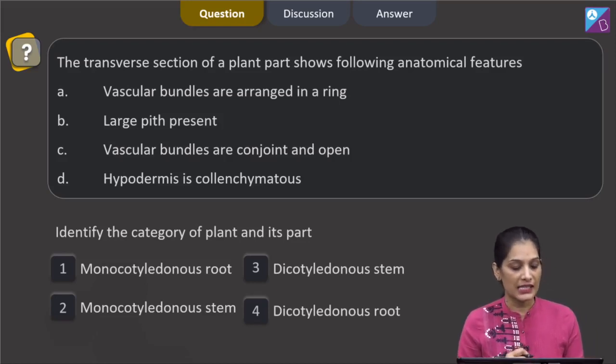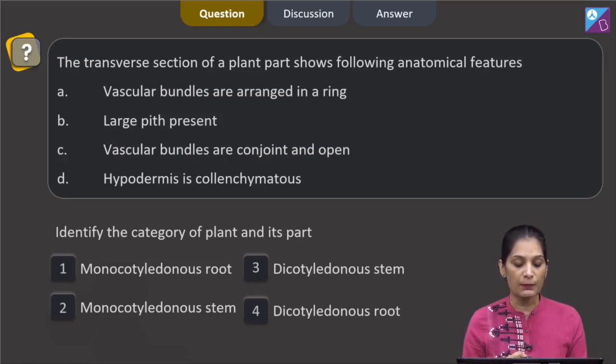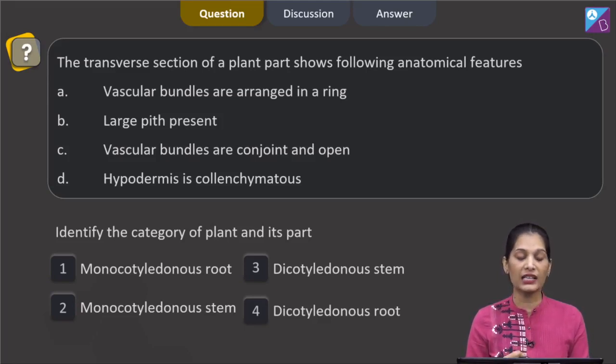This question says that the transverse section of a plant part shows following anatomical features. A. Vascular bundles are arranged in a ring. B. Large pith present. C. Vascular bundles are conjoined and open. D. Hypodermis is colonchimatous. Identify the category of plant and its parts.